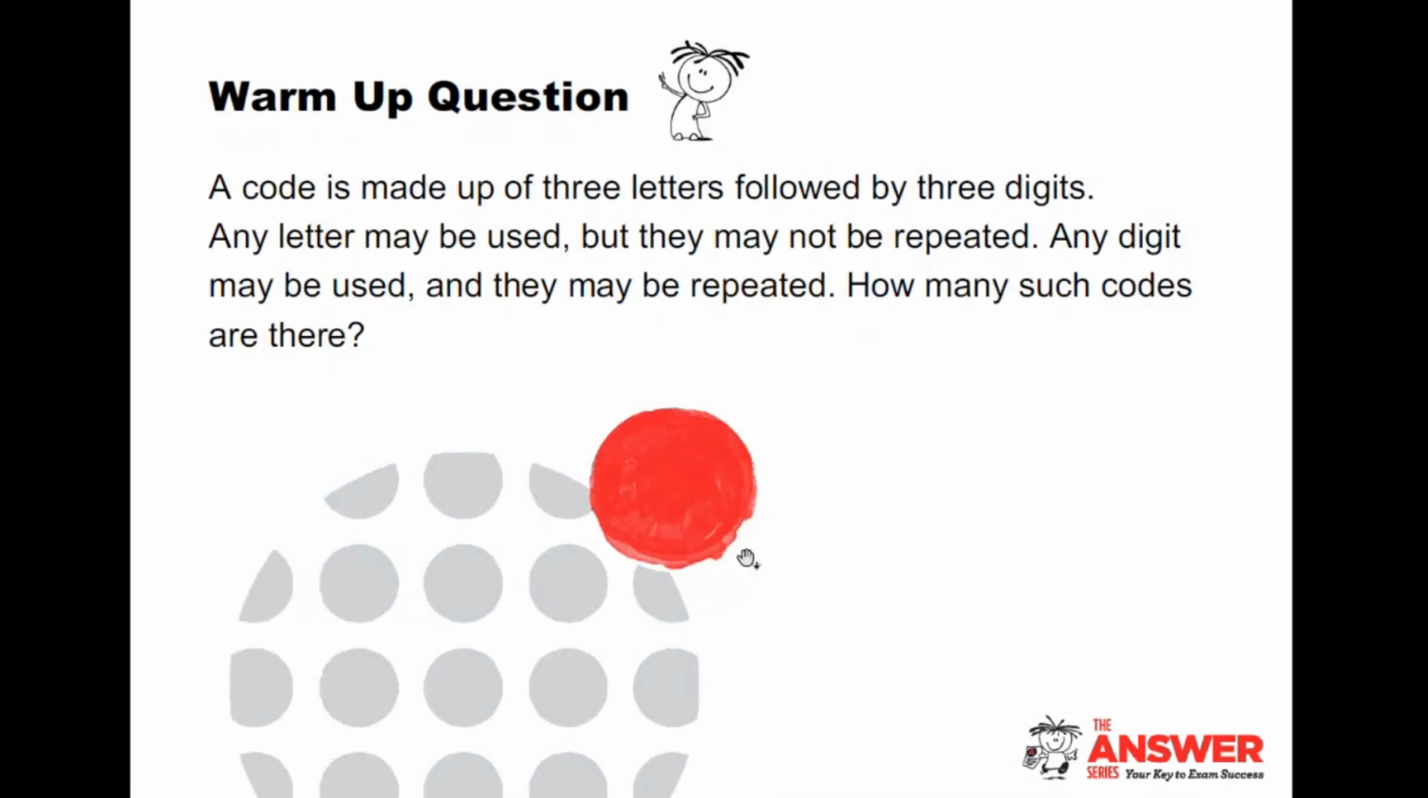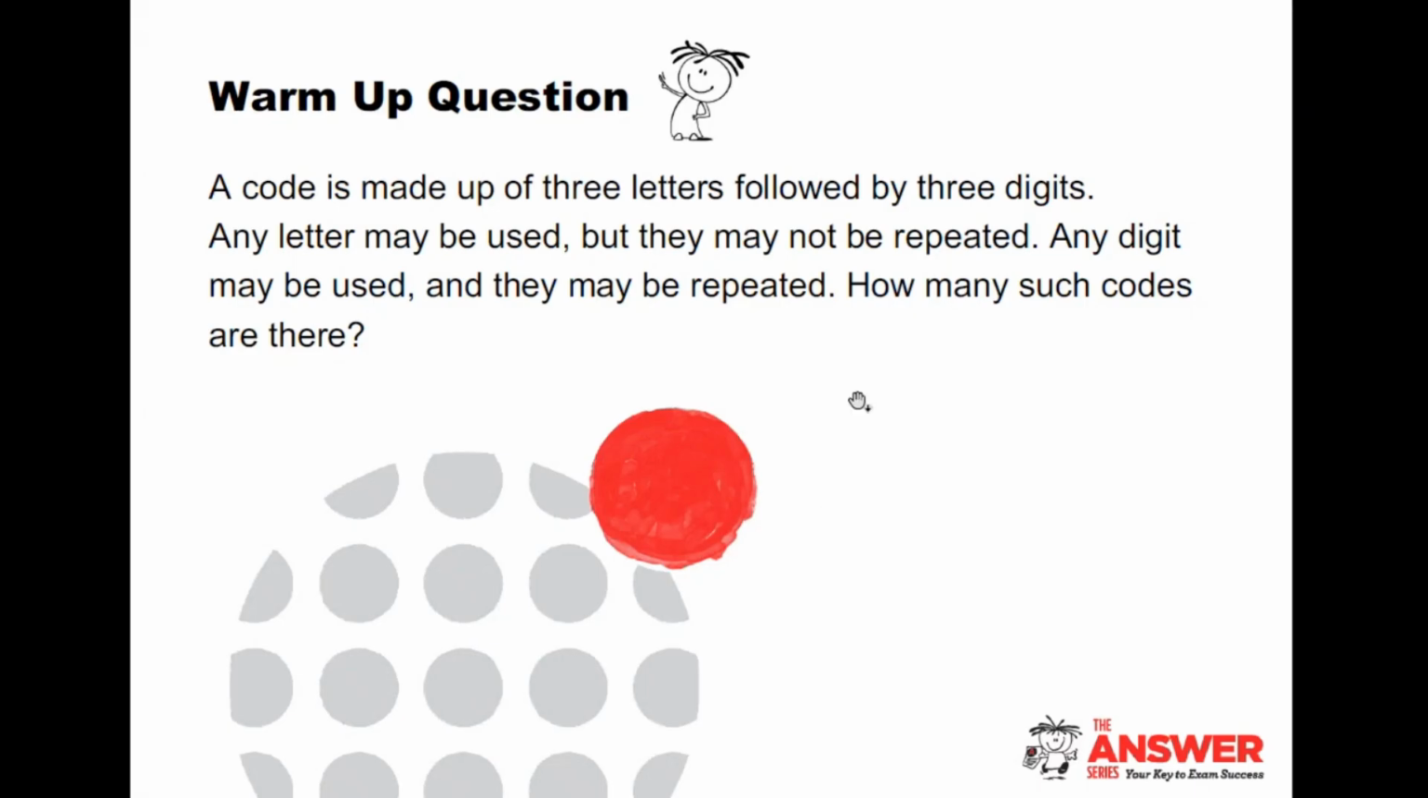Okay, the warm-up question. For those of you who were with us in the beginning, a code is made up of 3 letters followed by 3 digits. Any letter may be used, but they may not be repeated. Any digit may be used, and they may be repeated. How many such codes are there?